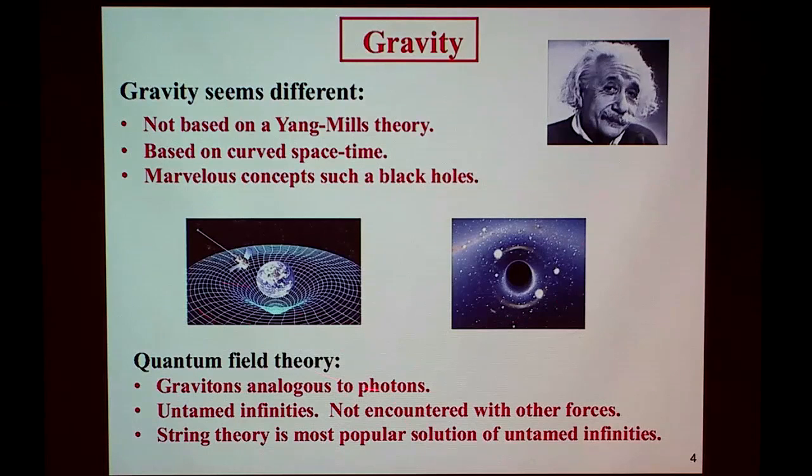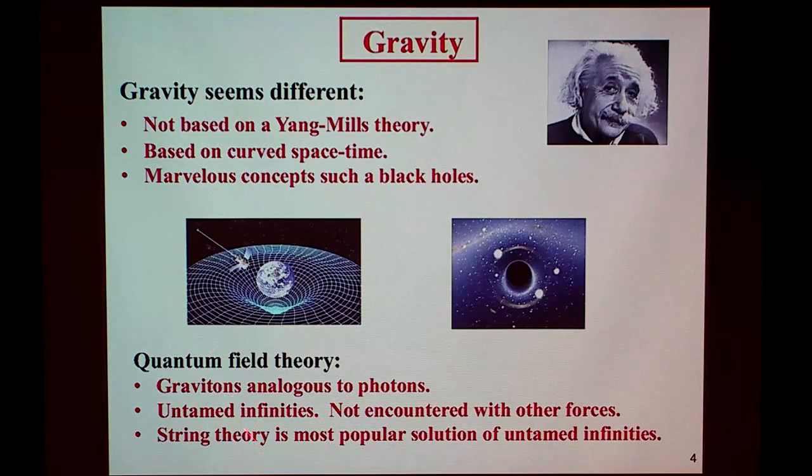And when you look at the quantum field theory, then what happens is, first you find gravitons. Those are analogous to photons. No one has actually discovered a graviton, but we're quite sure they do exist in the same way that photons exist. But very quickly you come across infinities, ill-defined problems in the theory, and these types of untamed infinities don't occur in Yang-Mills theory. There you have infinities, but we know very well how to deal with them.